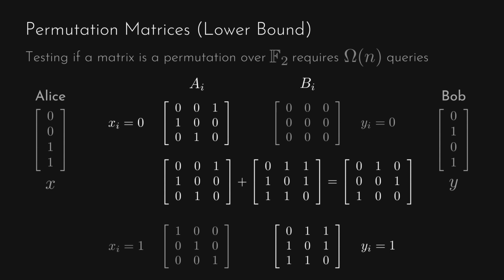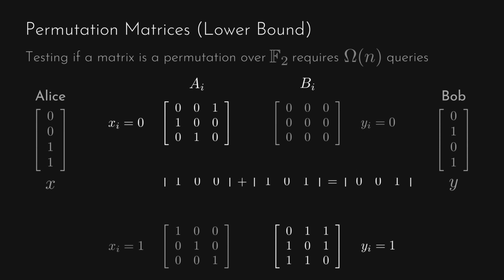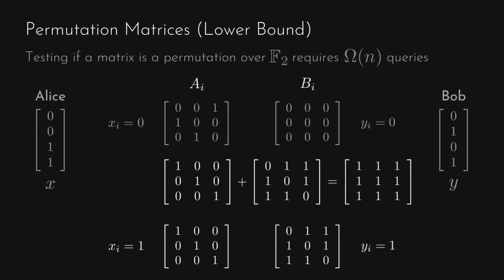Over F2, 1 plus 1 is 0, so that's why we get that matrix. I'll let you check the same thing for the other pairs, 0,0 and 1,0. For the final case, we can look at when Alice and Bob both have a 1. This time, their matrices will sum to the all 1s matrix, which means that the overall matrix will not be a permutation. So that's the reduction to set disjointness, which proves the lower bound that we wanted to prove.